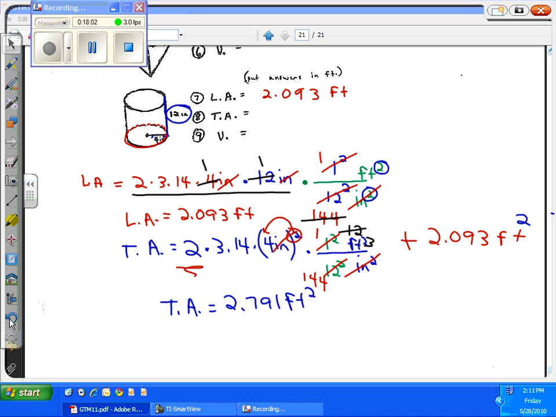I noticed there in the teacher's edition that I didn't convert the 2 times area of the bottom to square feet. So there's an error on page 306, number 8, teacher's edition. We'll get that fixed later. This is the correct answer, 2.791 square feet.